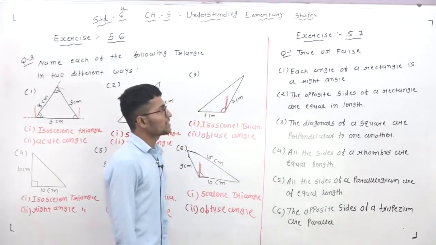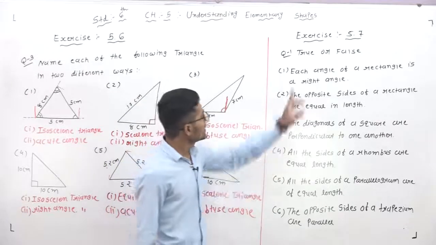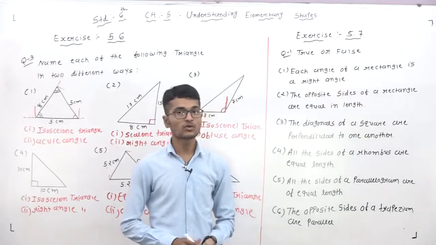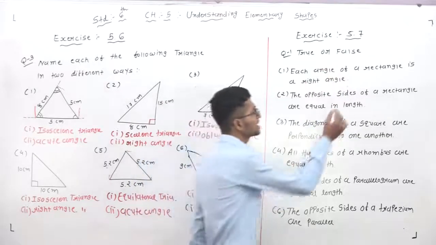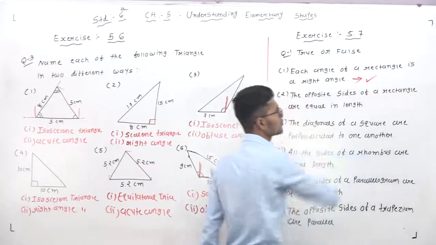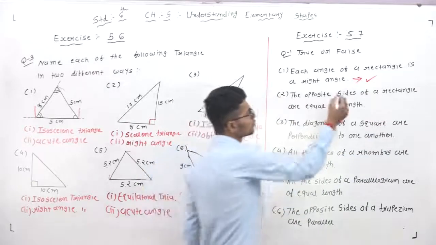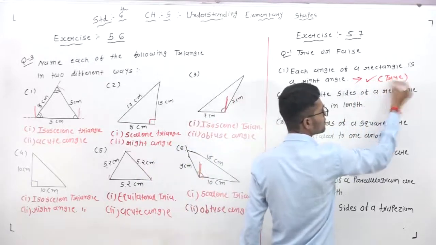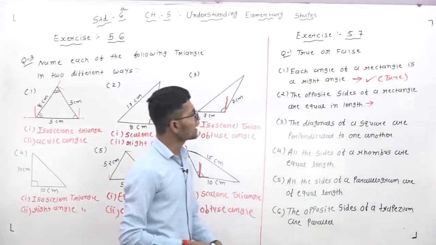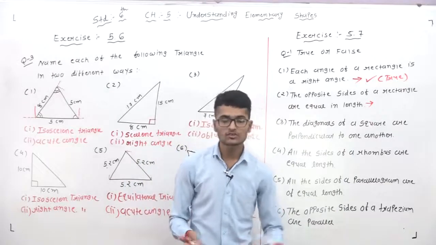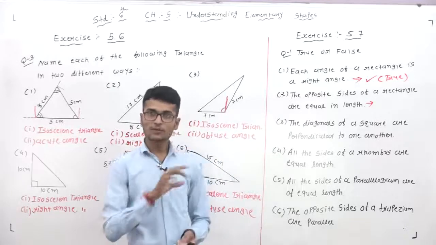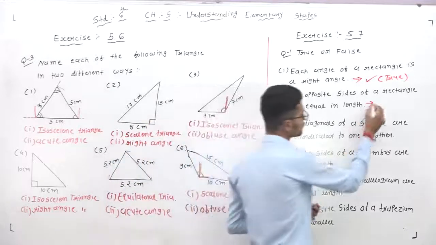Each angle of a rectangle is a right angle. This means all angles of a rectangle are 90 degrees. Yes, each angle of a rectangle is a right angle. So this one is true. Understand? Then the next one: the opposite sides of a rectangle are equal in length. So dear students, this is also the right answer. Why? Because in a rectangle opposite sides are the same. So this one is also true.